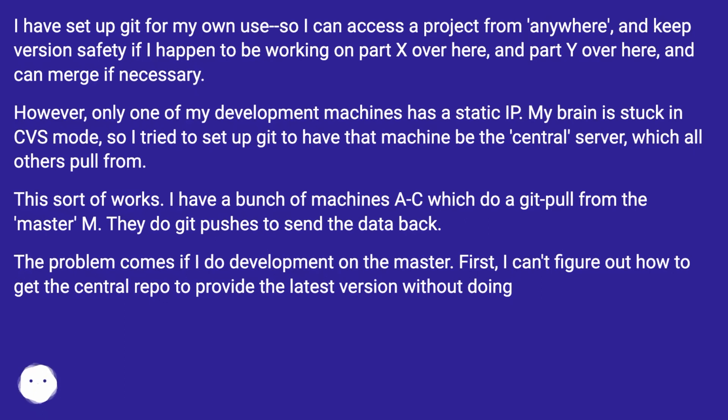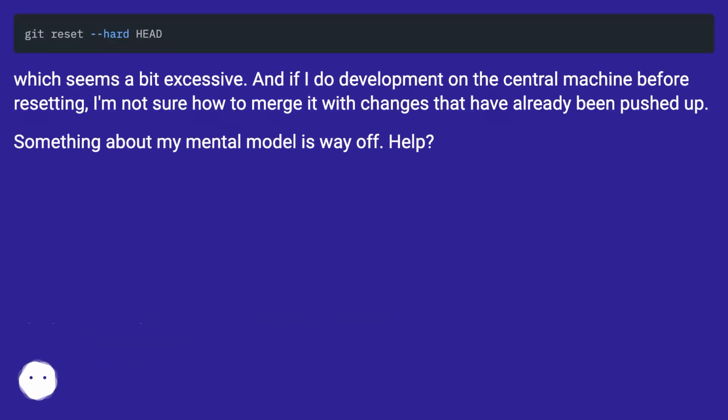This sort of works. I have a bunch of machines A through C which do a git pull from the master M, and they do git pushes to send the data back. The problem comes if I do development on the master. First, I can't figure out how to get the central repo to provide the latest version without doing that, which seems a bit excessive. And if I do development on the central machine before resetting, I'm not sure how to merge it with changes that have already been pushed up. Something about my mental model is way off. Help.